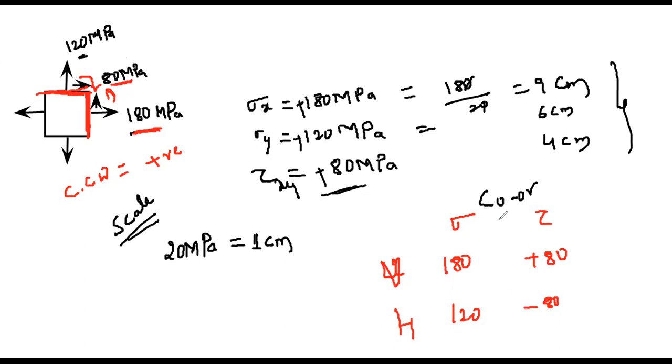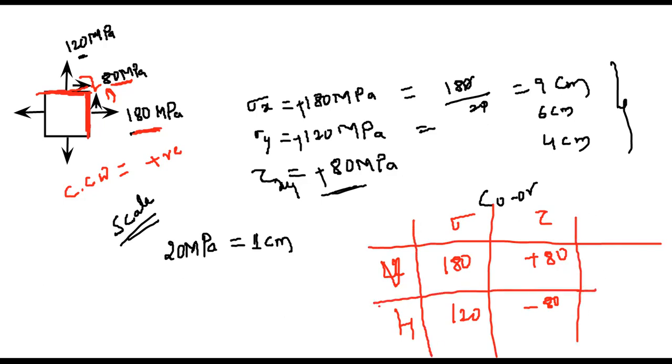So first, before we start with this, we need to take the vertical and horizontal coordinates. If you take these vertical and horizontal coordinates, then it is easy to construct the Mohr circle. To construct the Mohr circle, first we should have the x and y axis.